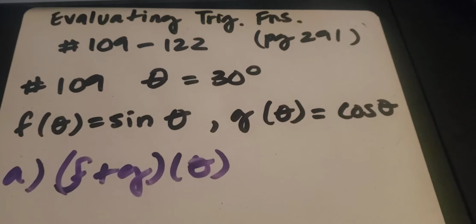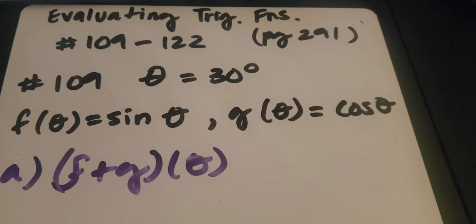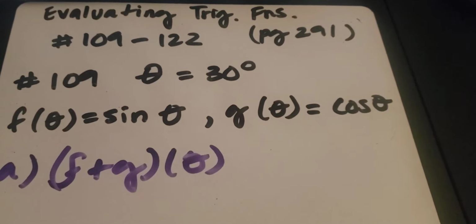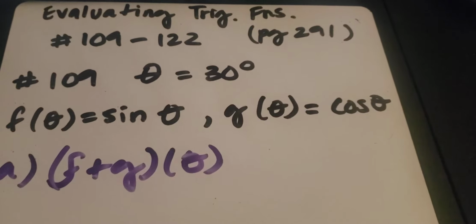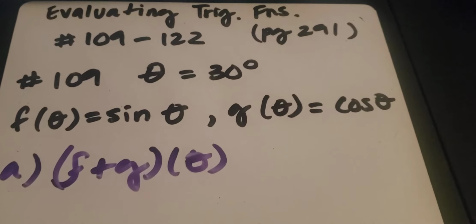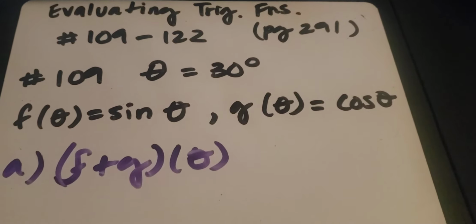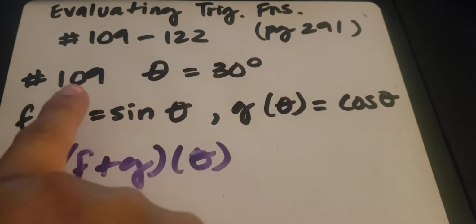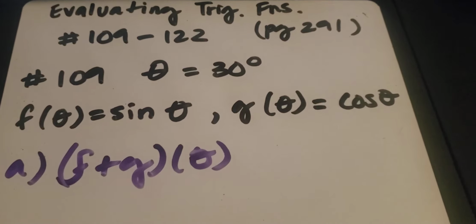I was going to end my videos, but then I realized, looking ahead at the homework, numbers 109 through 122 on page 291. I thought I'm going to get a lot of questions because the book didn't show any examples like those. So I figured I'd go through one with you, and the one I'm going to do is number 109, and basically the directions read.